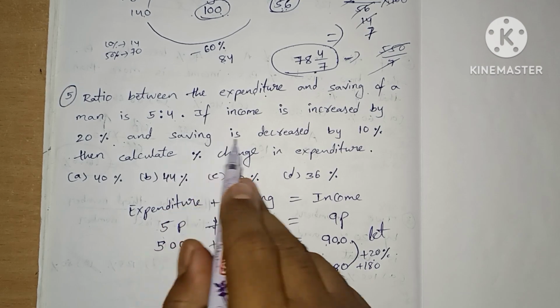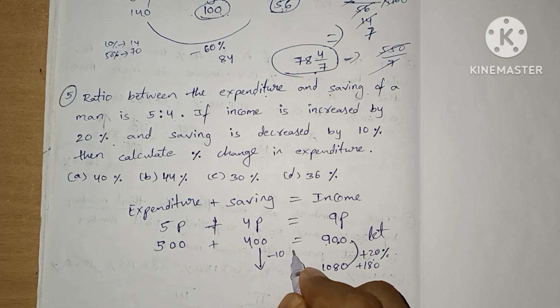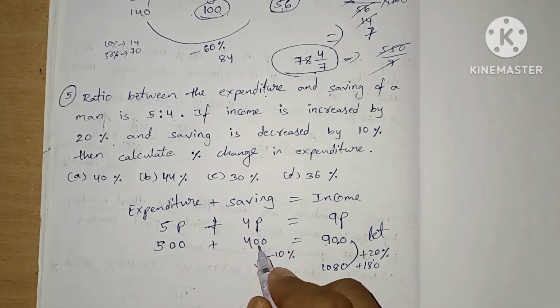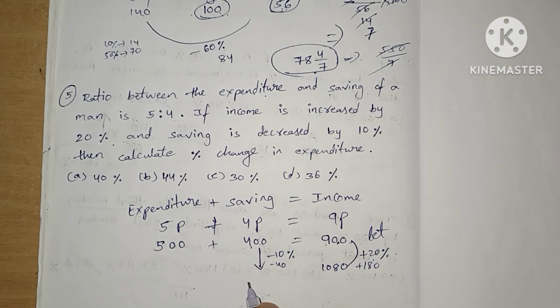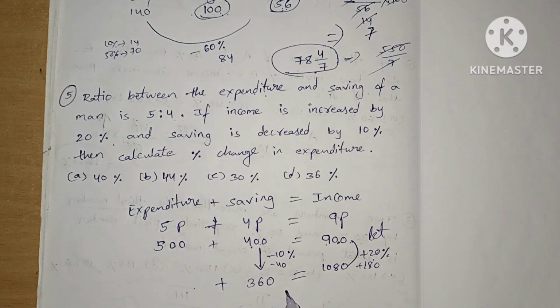And savings is decreased by 10%. This is savings, decreased by 10%. 10% of 400 is nothing but 40. So subtracting 40 from it, we get 360. So we got 360 as the new savings.